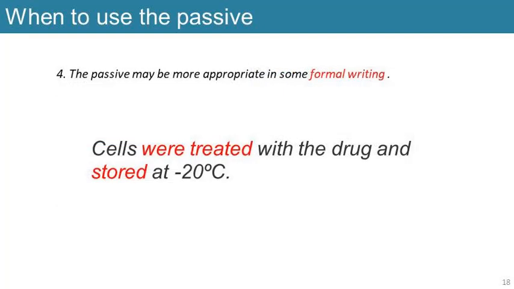Finally, we can generalize that the passive is the more formal of the two voices and is therefore more appropriate in academic writing. For example, it is the convention to use the passive in scientific writing to shift the focus away from the researcher to the research itself.